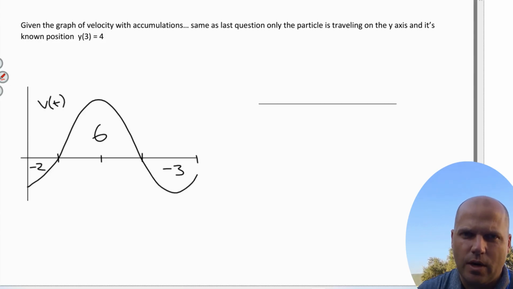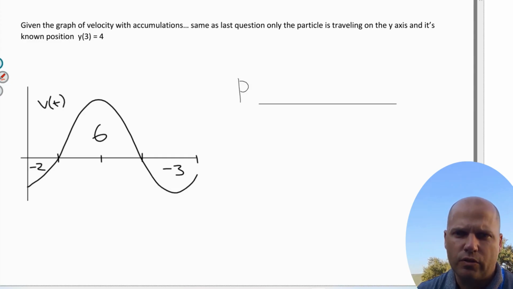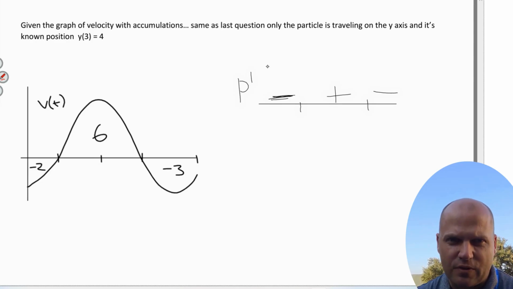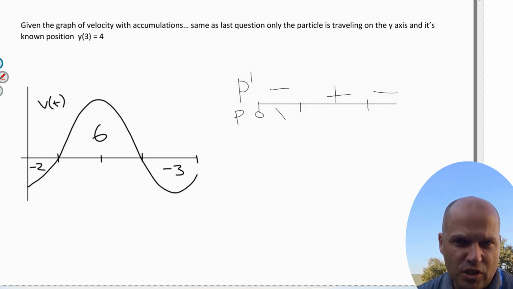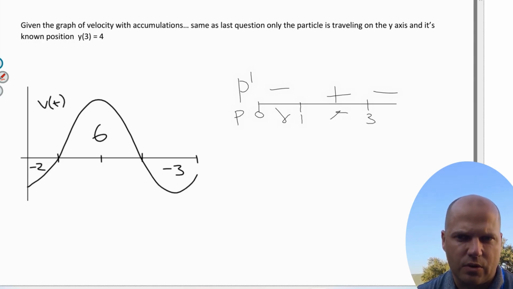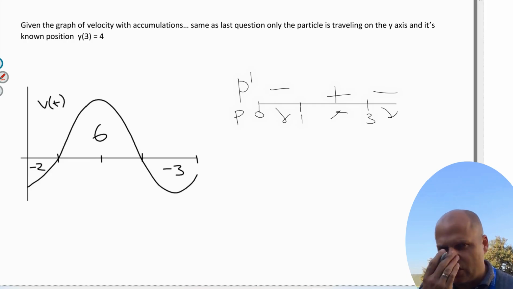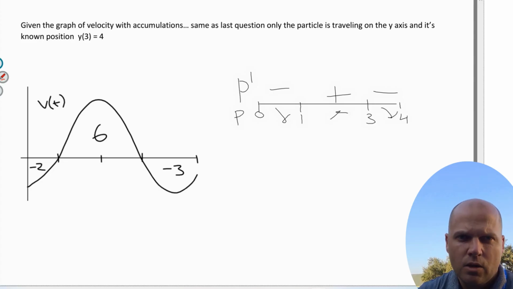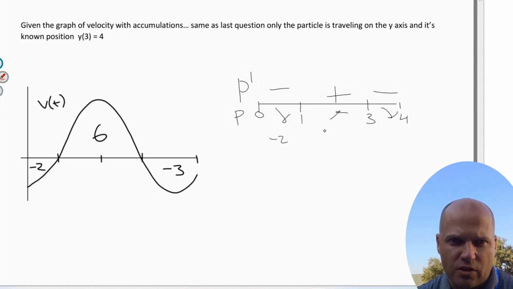Y-axis, no big deal. Whatever. It's still the derivative of my position is negative, then positive, then negative. I don't have the ability to find all of my positions, but I do know my position decreases until t equals 1. My position increases until t equals 3. My position decreases until t equals 4. So we decrease 2, we increase 6, we decrease 3.